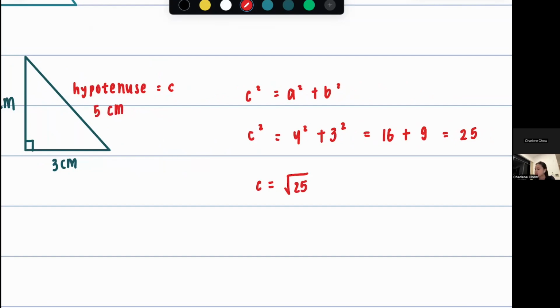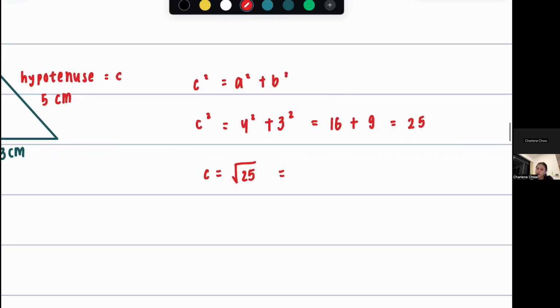Now, up until this point, I want to ask you a question. The root of any number, usually we always give the positive and negative values. So why did we assume just now that the hypotenuse is positive 5 centimeters? Why not negative?